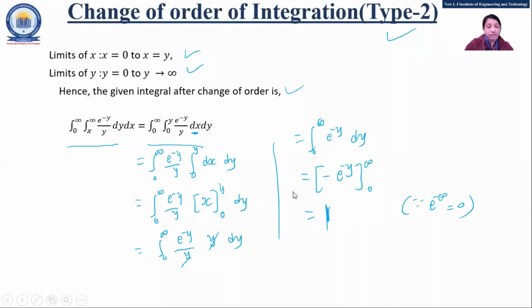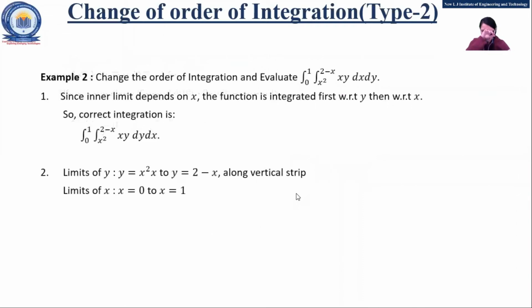Okay, one more example of this one of two region. Change the order of integration and evaluate it. The limits are given 0 to 1, x square to 2 minus x, xy dx dy. If this kind of thing is given, how are we supposed to do it? Since the inner limit depends upon x, first it should be done with respect to y and then with respect to x. But here it is not given, so we need to write it in the correct format.